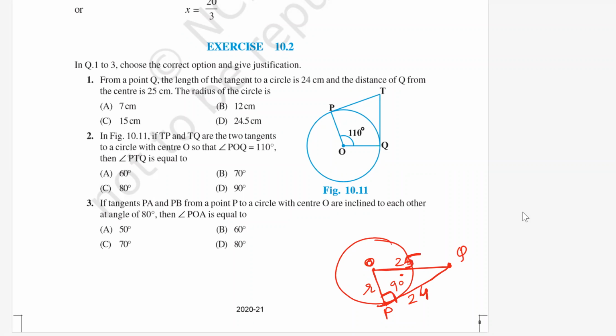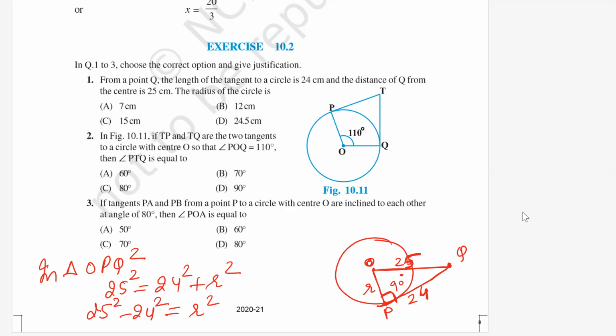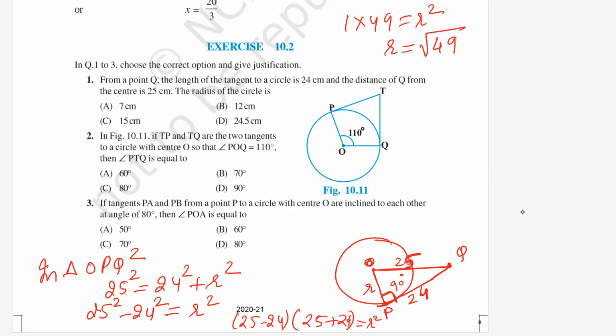So now in triangle OPQ, hypotenuse square equals base square plus perpendicular square. This we have to solve. So 25 square minus 24 square equals R square. This will be A square minus B square, we can write 25 minus 24, 25 plus 24 equals R square. ओके, इसको सॉल्व करेंगे तो ये आएगा 1 into 49 इक्वल्स टू R स्क्वायर, and R will be equal to root 49, that is equal to 7. Okay, so first option is the correct answer. Is it clear?